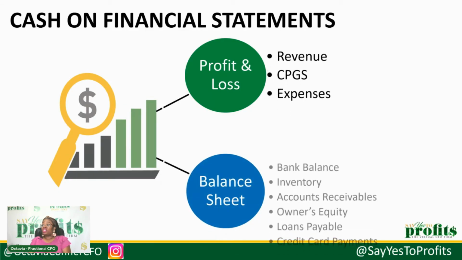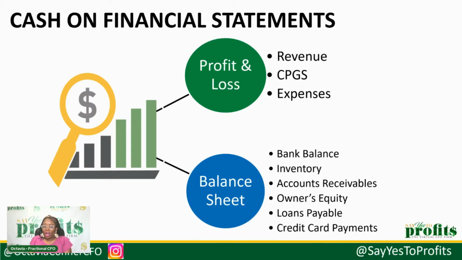Your balance sheet is your assets, right? Your bank account balances, your checking account balance, inventory, accounts receivables, your owner's equity, your loans payable, your credit card payables. Bottom line, all of this is cash that flows in and out of your business that is showing on these separate financial statements. The problem is that most entrepreneurs only look at their profit and loss statement. They're not focused on their balance sheet. And that is a huge mistake. You want to look at both.